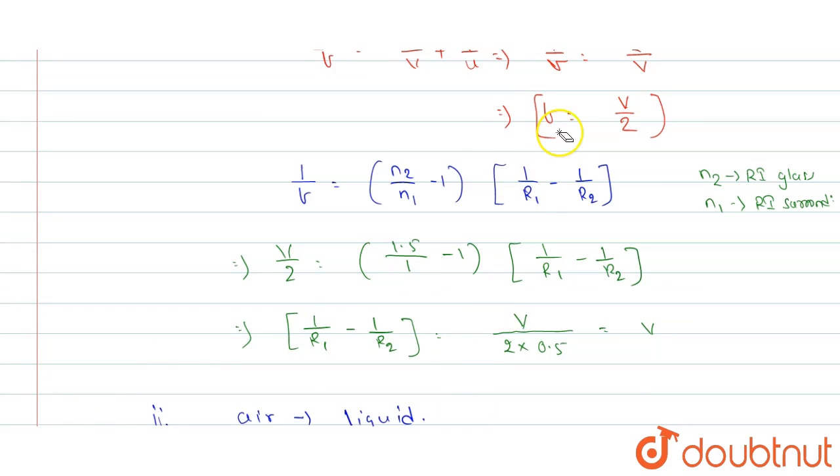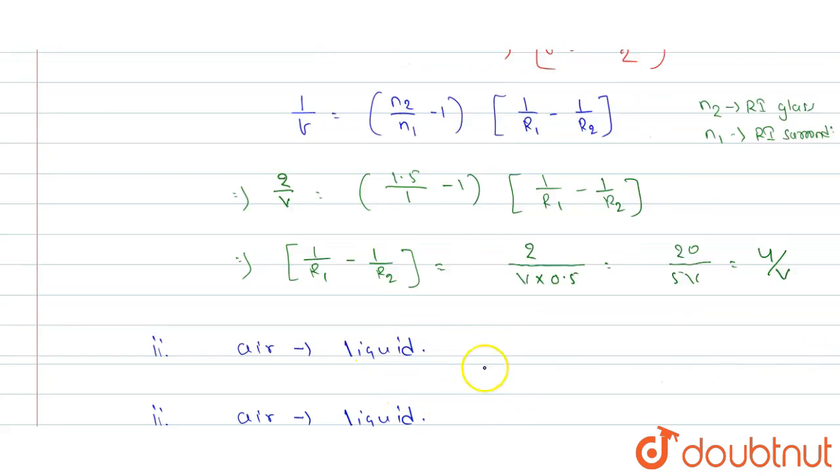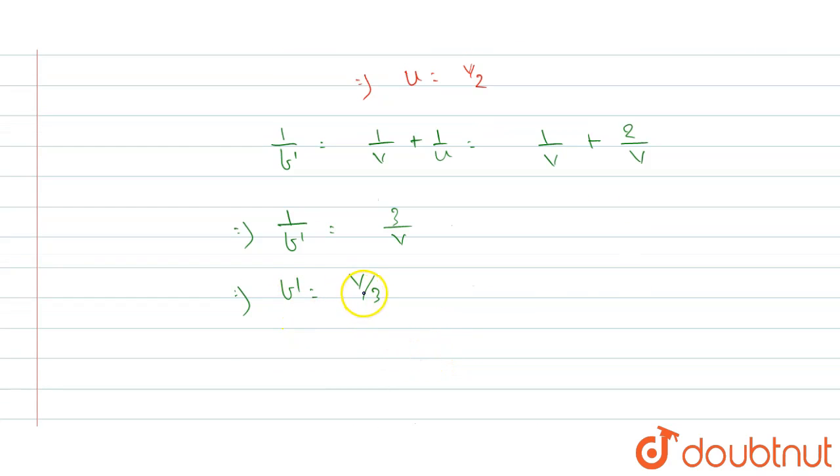Here again, students, we have made a mistake. In case of 1 by F, here F is V by 2, so 1 by F would be 2 divided by V. That implies 1 by R1 minus 1 by R2 would be equal to 2 divided by V multiplied by 0.5, which is equal to 4 divided by V. So we get 1 by R1 minus 1 by R2 equal to 4 divided by V. Now, we have got F dash is equal to V by 3.